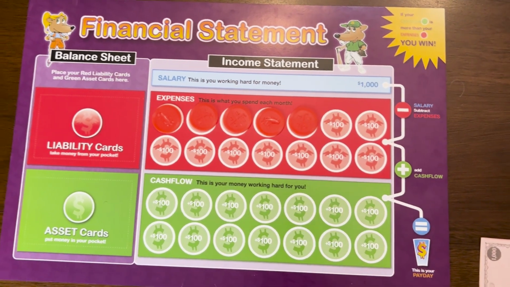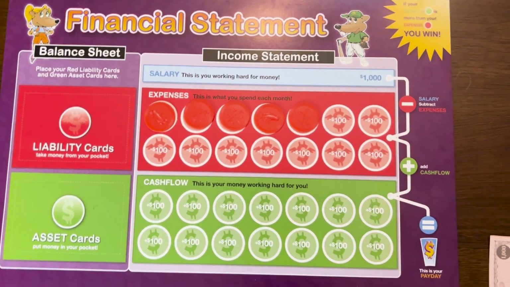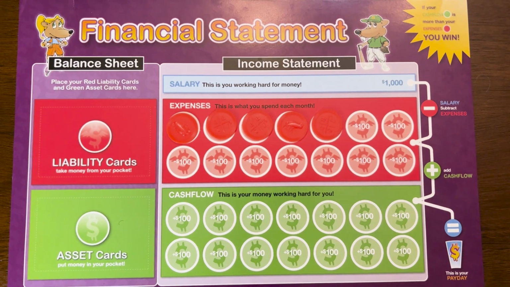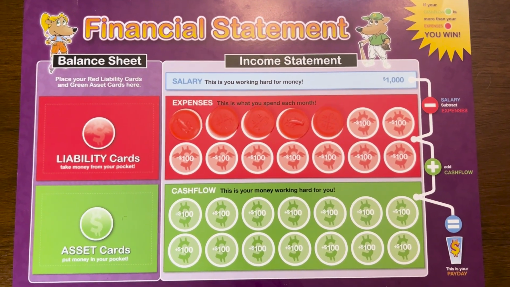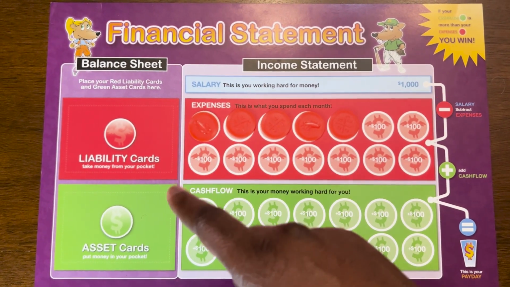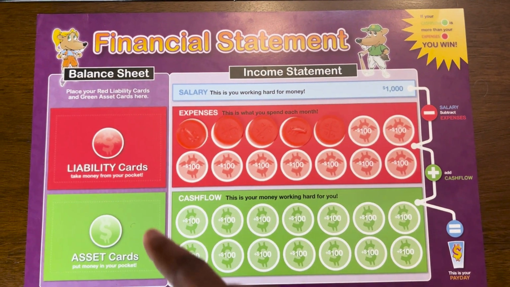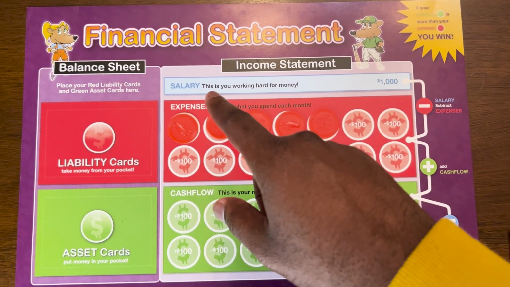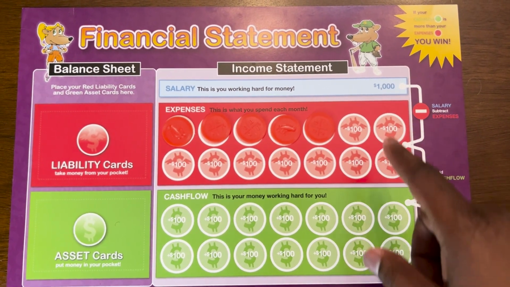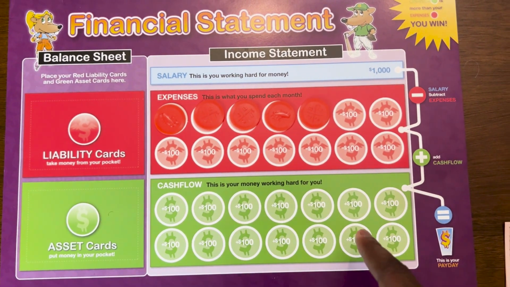So to begin the game, Cash Flow 101 for Kids, we first start off with the financial statement. And Robert Kiyosaki lines this up really well and makes it really simple to understand. On the left, you have the balance sheet, which is essentially your assets and your liabilities. And then you have your salary, your monthly salary. And then you have your list of expenses and you have your list of cash flows.